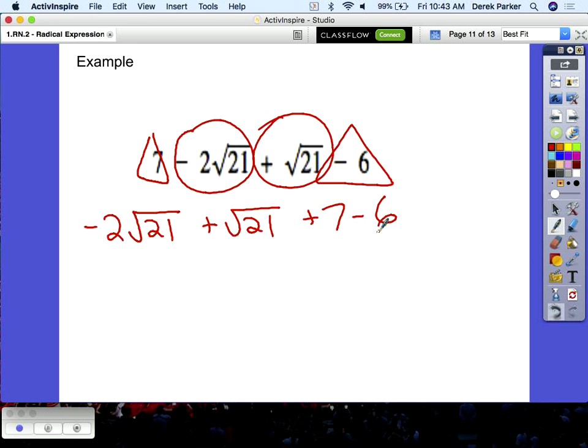Now, you might be thinking to yourself, well, there's no coefficient with the square root of 21. Okay, it's just like the coefficient if it was x. There is a given 1 there. So that's negative 2 plus 1. That becomes negative square root of 21 plus 1. And I'm finished.